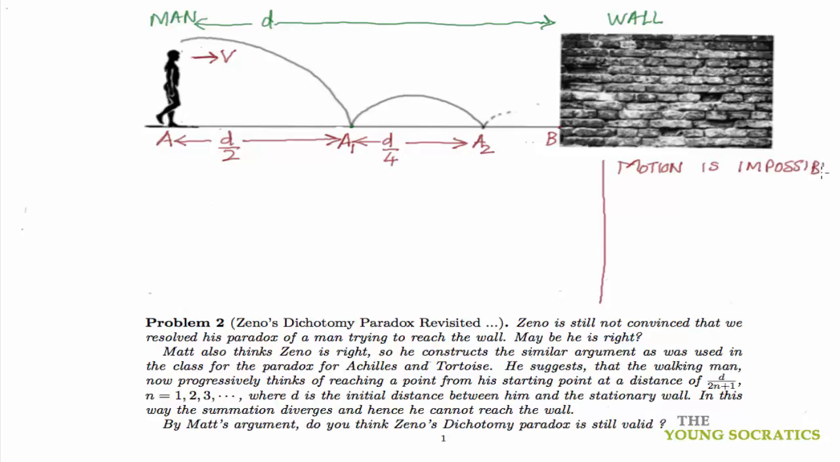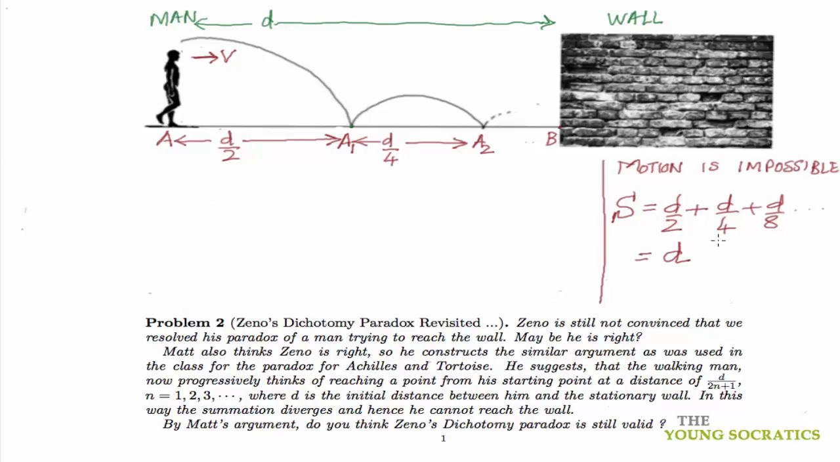That's why this is called Zeno's dichotomy paradox. However, we argued that this dichotomy paradox stands invalid because if you consider the total distance the man travels, that will be equal to d/2, and the second time he travels d/4, then d/8, and likewise. This is a convergent series and the sum is finite, equal to d, which means the man is covering finite distance and hence it will take finite time to reach the wall.